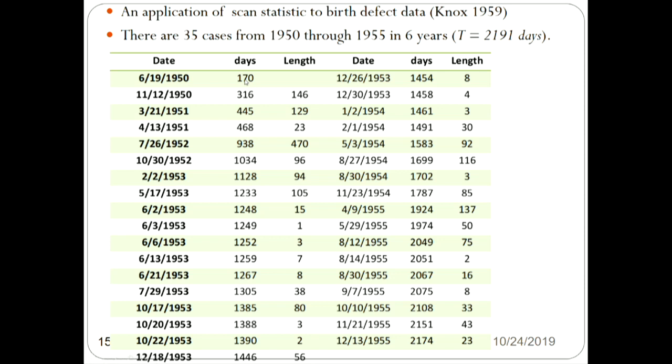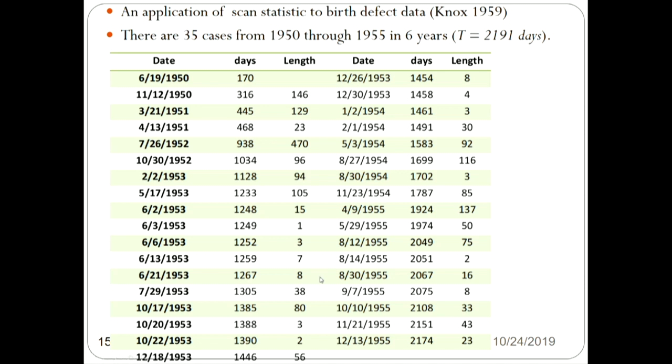So the day is 170, okay, 170 days from the beginning. And then the next event happened on November 12, 1950. So the gap between those two events was 146 days. And then after another 129 days, the event happened again, which is on March 21st, 1951. Okay, so there are a total of 35 cases in the time interval from 0 to 2191 days here.